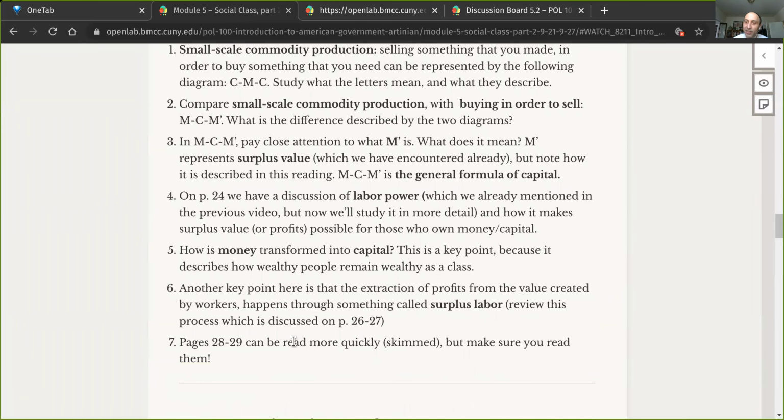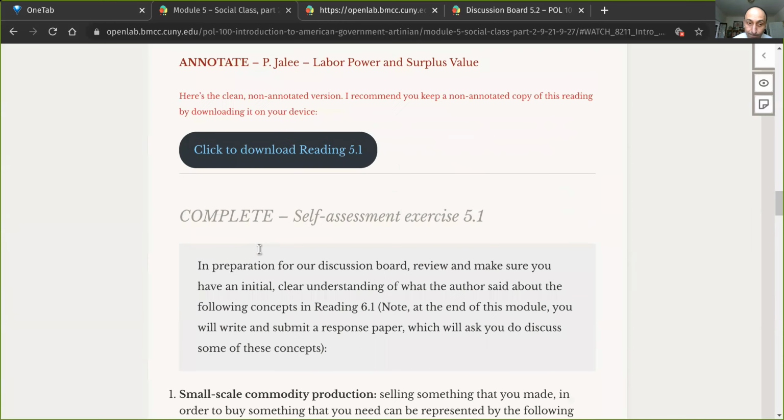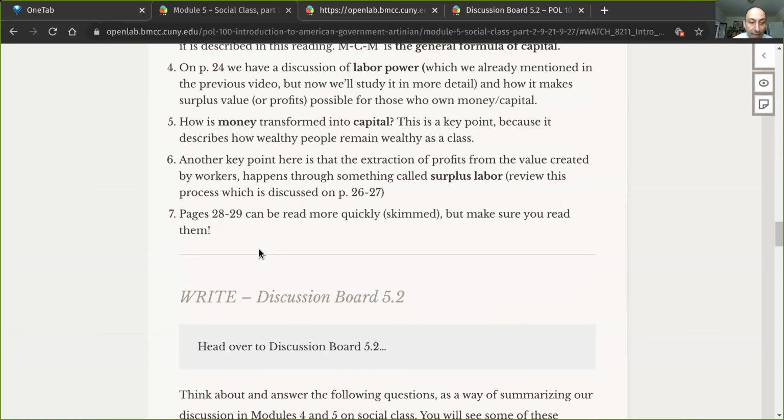Pages 28, 29, you can skim. Read them quickly. We're not going to focus much on them. But 1 through 6 are extremely important to understand for our study of social class. Okay?